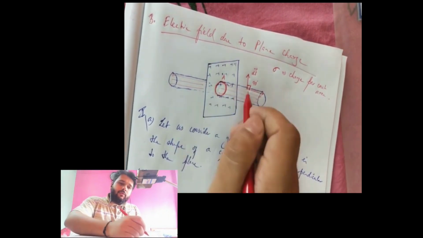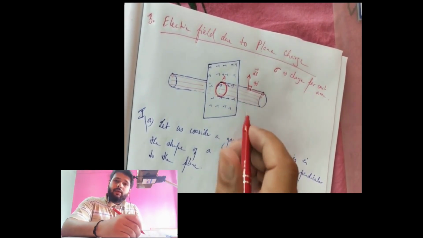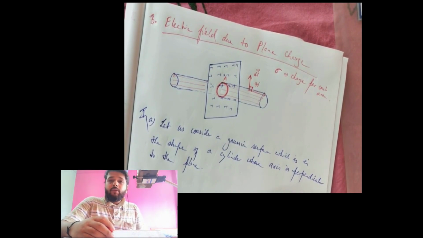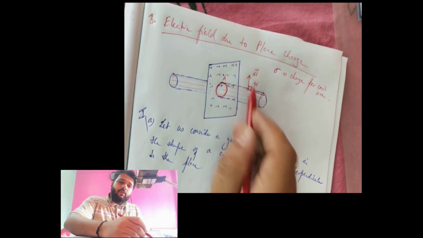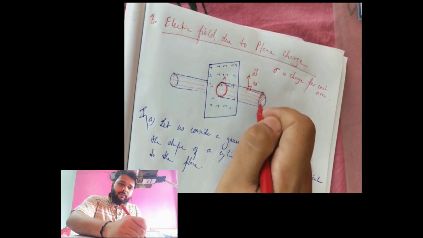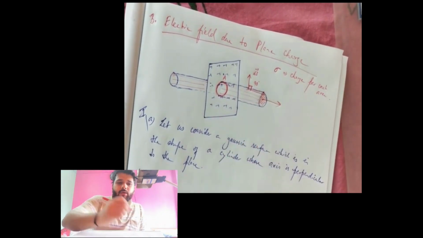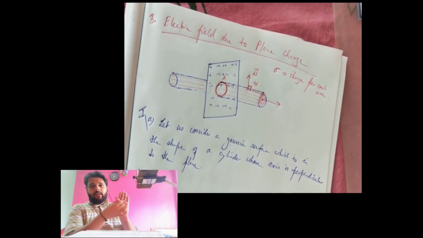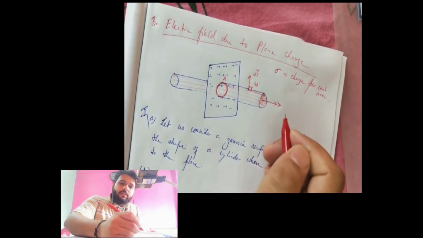Now, for the curved surface, the area vector will always be perpendicular to the electric field. Next, let's move on to the right surface. For this surface, the area vector will be perpendicular to the surface, and the electric field is also moving along the same line, in this direction.